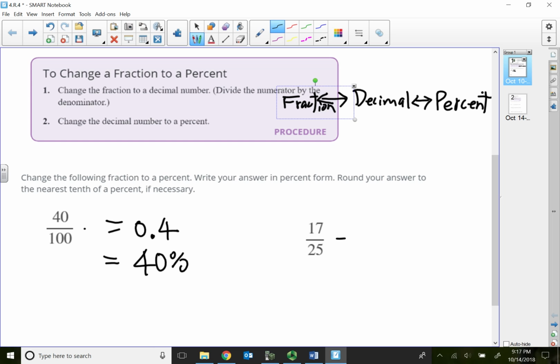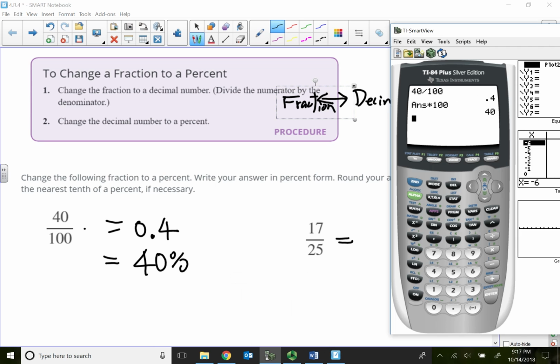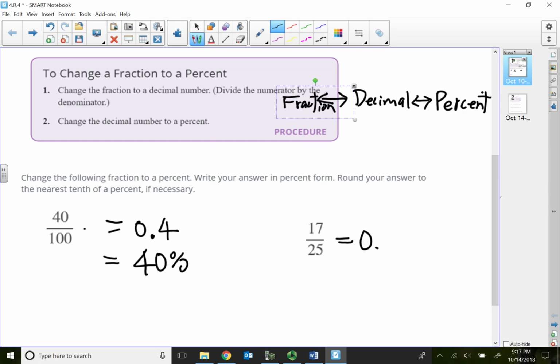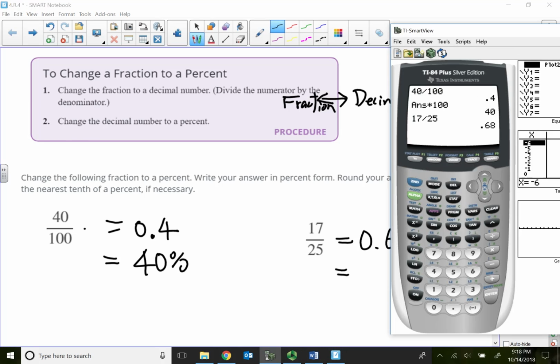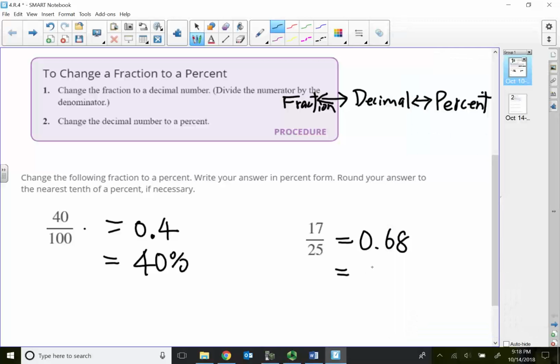All right. 17 over 25. So let's take 17 divided by 25. 0.68 as the decimal. Convert into a percent: move the decimal to the right 2 places, or in the calculator make sure you say times 100. So that gives me 68%.